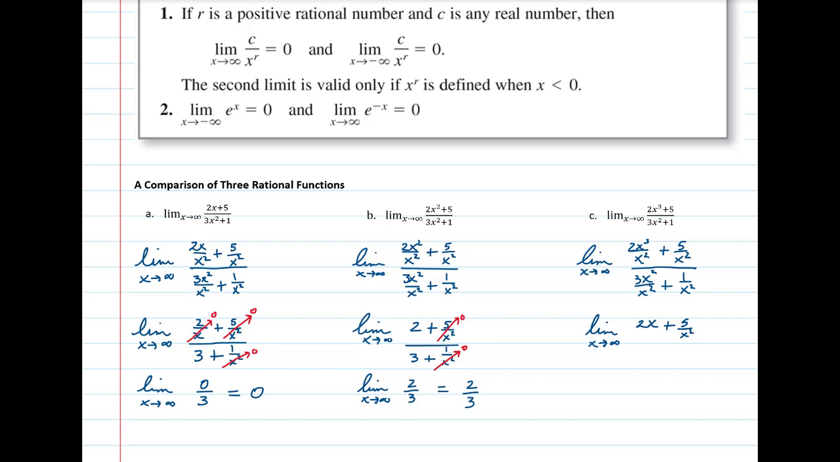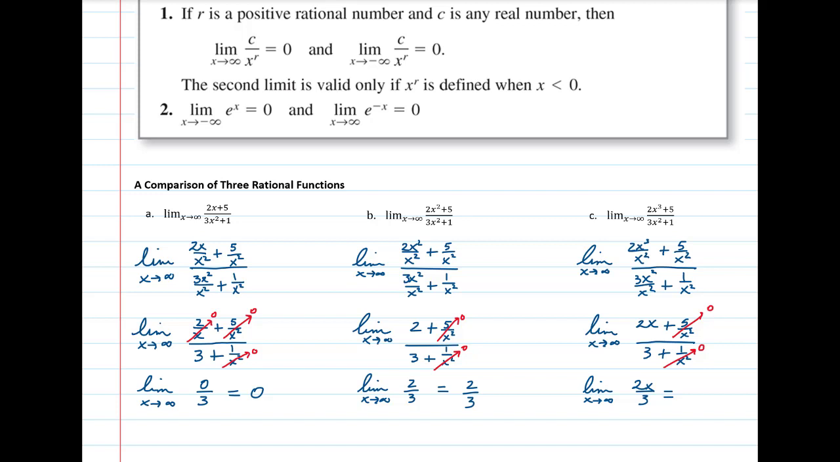So in this case, it's still x squared. After we divide everything by x squared, we get, in the numerator, 2x plus 5 over x squared, over 3 plus 1 over x squared. As before, these terms approach 0 as x goes to infinity. So we end up with the limit of 2x over 3 as x goes to infinity.